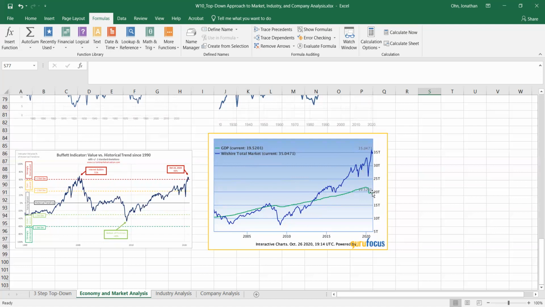And then COVID here, do you see that? In 2020, the COVID situation decreased GDP significantly, and then also the stock market. But if you look at this one here, the stock market is way above the GDP path right now.